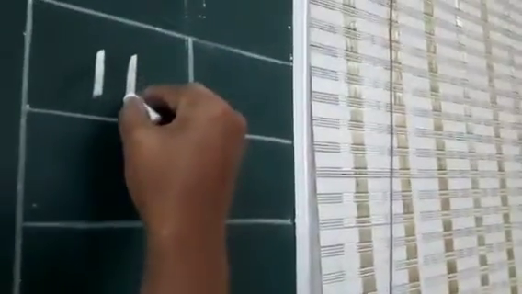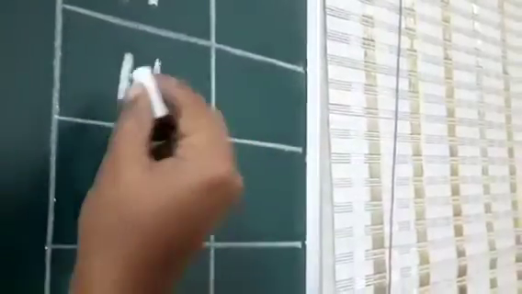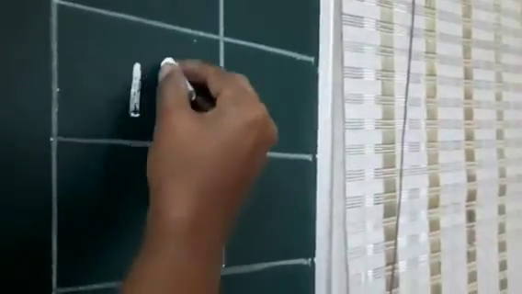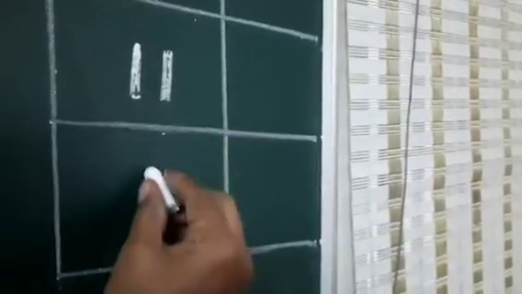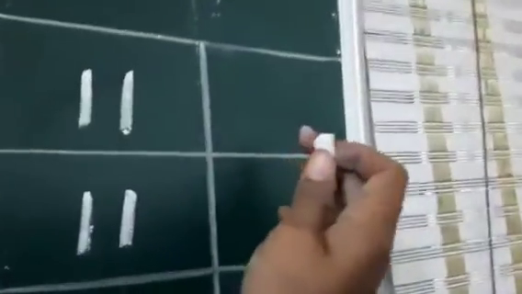11. How to write number 11? Standing line, this is number 1. Again, one standing line. This is 11. Say and write. 11. Very good. And 11 after?